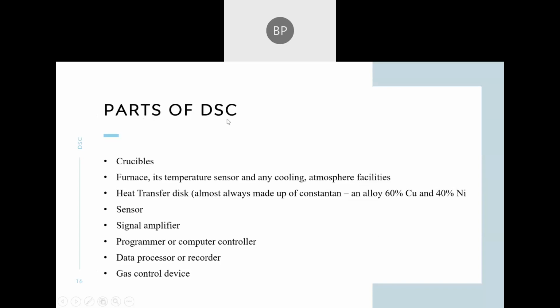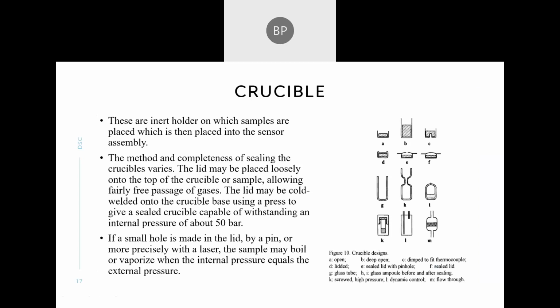These are the parts of DSC: crucibles, furnace and heat transfer disk, sensor and signal amplifier, program or computer control, data processor or recorder, and gas control device. In the crucible, these are the inert holders on which samples are placed, which is placed in the sensor assembly. These are the designs of crucibles like open, deep open, crimped to fit thermocouple, glass tube, flow through, and so on.